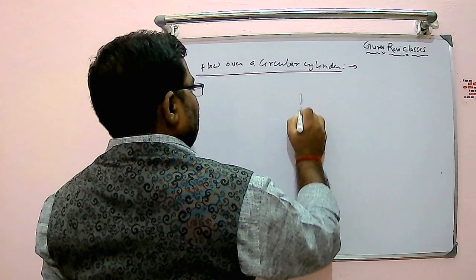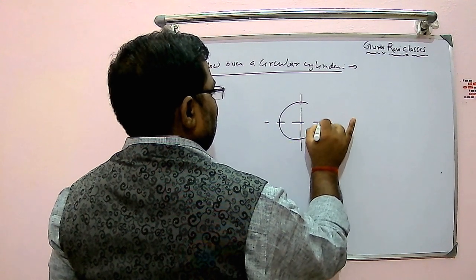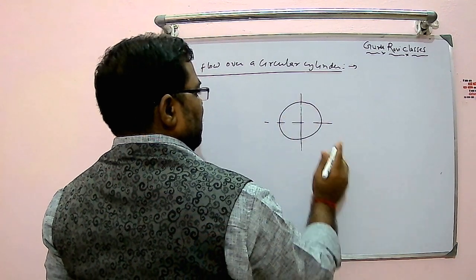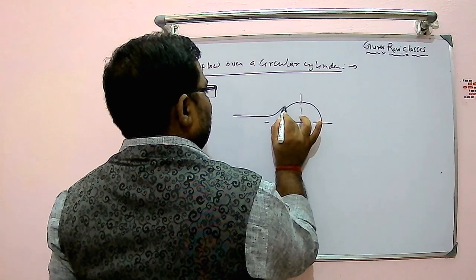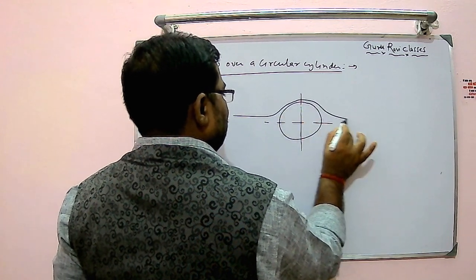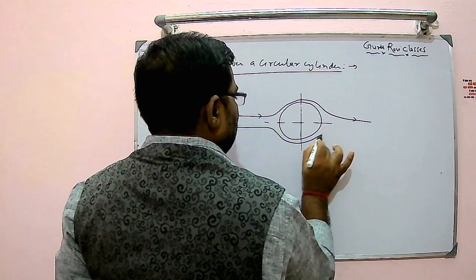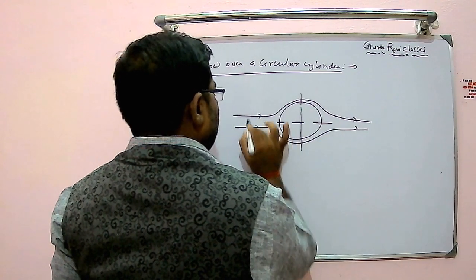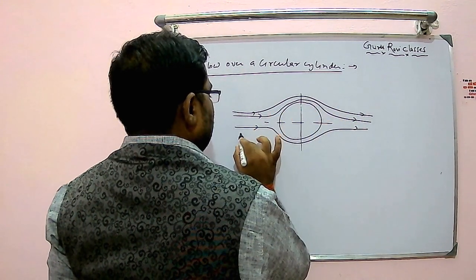The first scenario is simply one circular cylinder which is not rotating. If it is not rotating, the flow comes from this side, travels over the entire surface, and then finally leaves the surface. So this kind of geometry you will be getting.